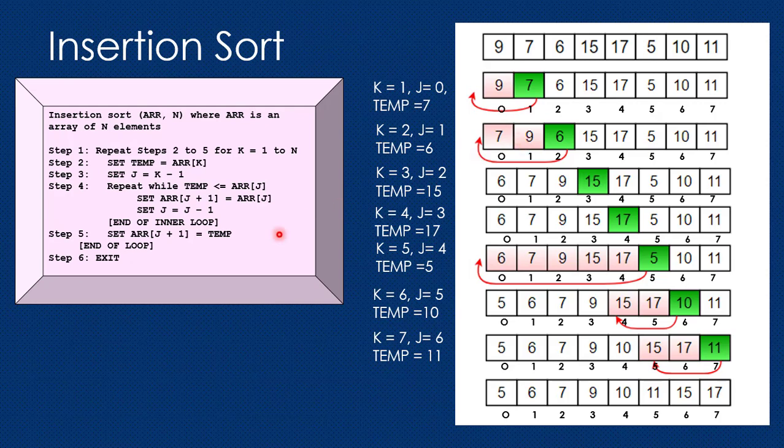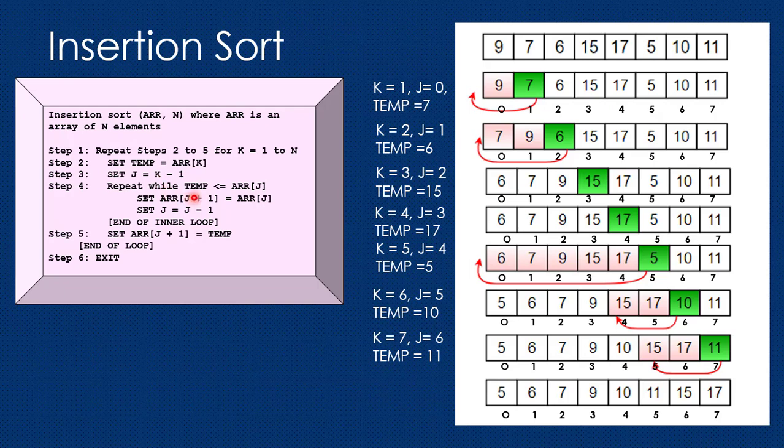So let us traverse the same algorithm for this example. Here k is equal to 5 and j is equal to 4.